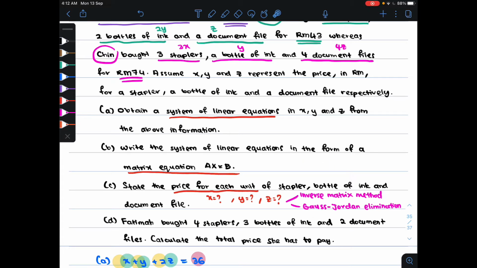Okay, so itu kalau dia specify. But this time, there's no specification. Dia tak beritahu pun kamu kena guna inverse matrix ataupun Gauss-Jordan. So, this means that you can use any method that you like. And in this case, I'll be teaching you how to use Gauss-Jordan elimination.